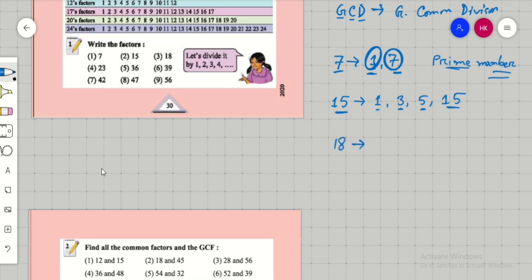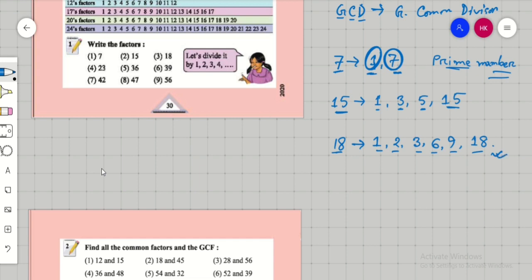Another one, 18. What are the divisors or factors of 18? The factors of 18 are 1, 2, 3, because we can divide 18 by 3. Then 6, we can divide 18 by 6 also. And we can divide 18 by 9, and we can divide 18 by 18 itself. So there are 6 factors of 18, which are 1, 2, 3, 6, 9, 18. These are the factors of 18.